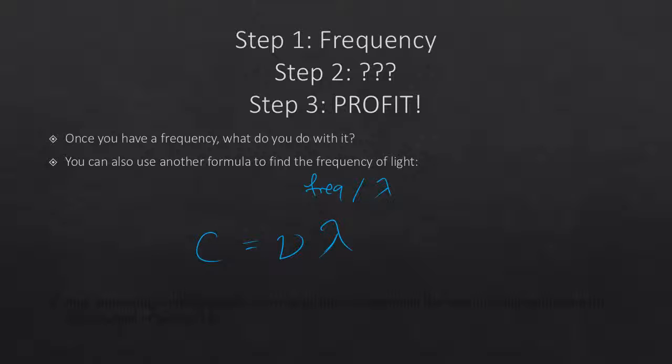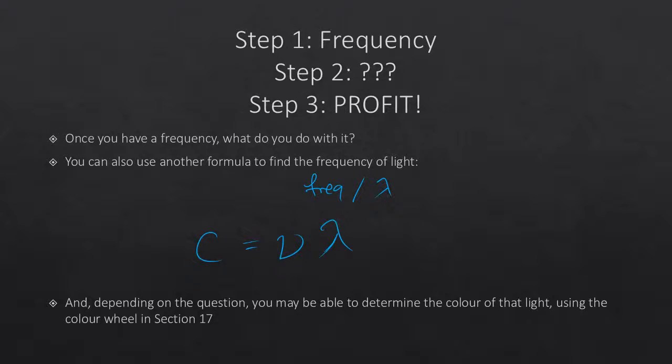So our speed of light, again, that's a given number, and we can use this to convert between our frequency of light and our wavelength of light. Where that's useful is you can then use that to look at the colour of that light, for example, using the colour wheel in section 17 of your data books. Or there's also a similar one in section 3, looking at the electromagnetic spectrum.